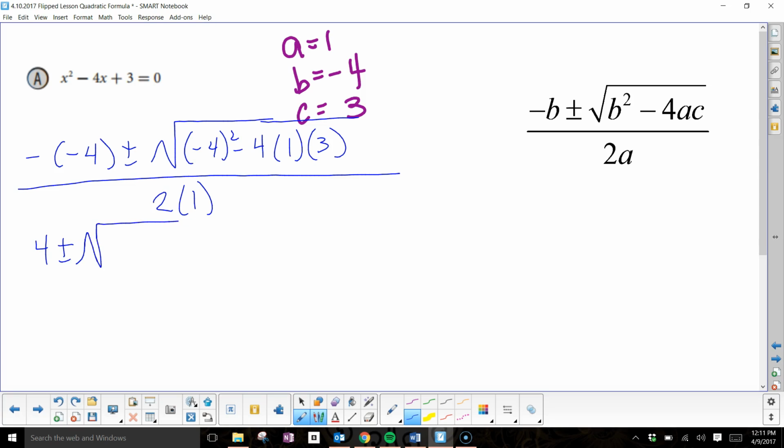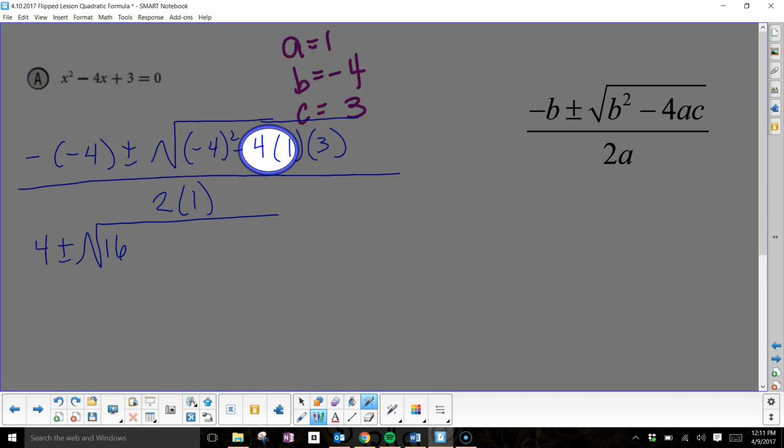Now, if you notice, you really have to know your order of operations here. So far, I have ended up with a +4 right there because a negative times a negative is a positive. So that number on the outside of the square root symbol does end up being a positive number. So there's -4 squared, which is 16.